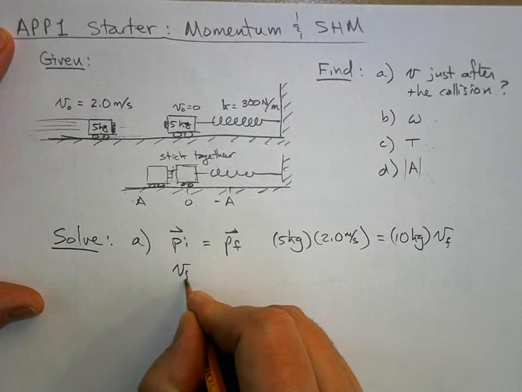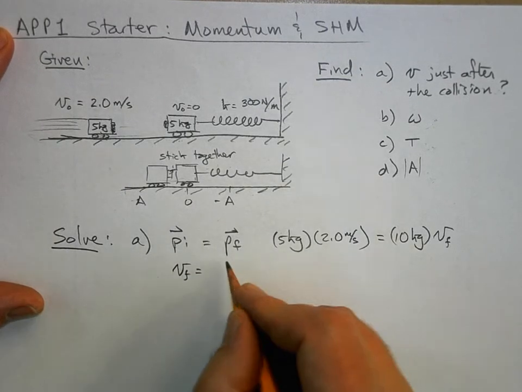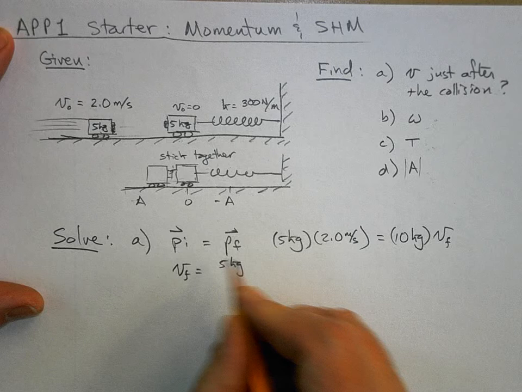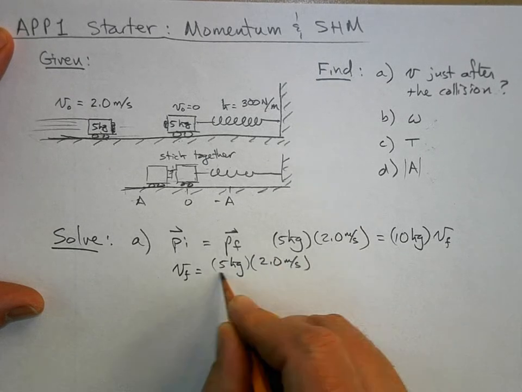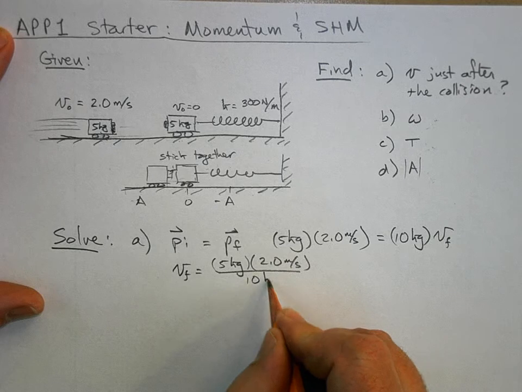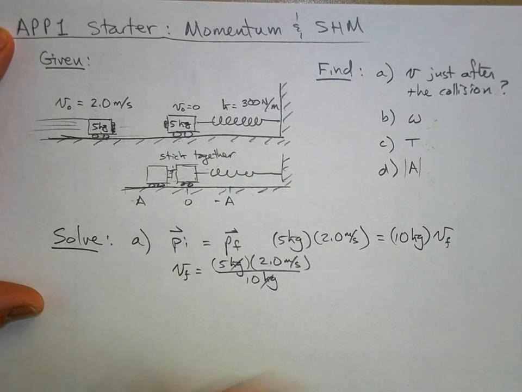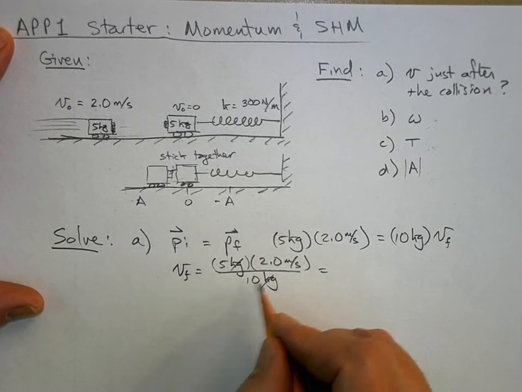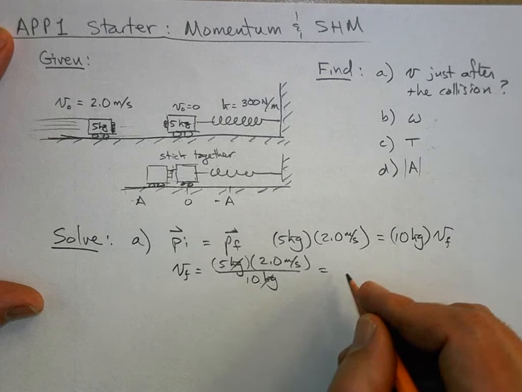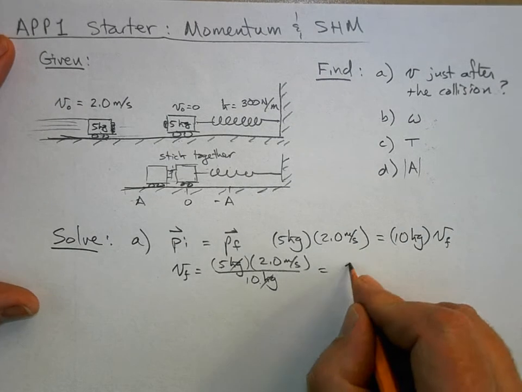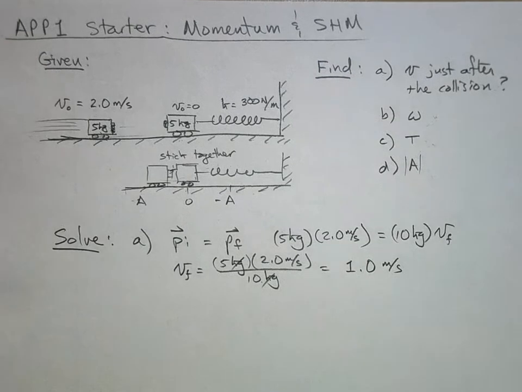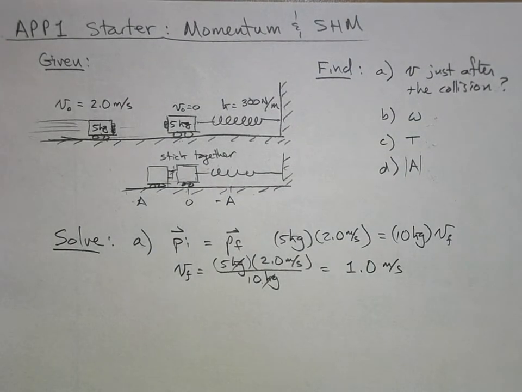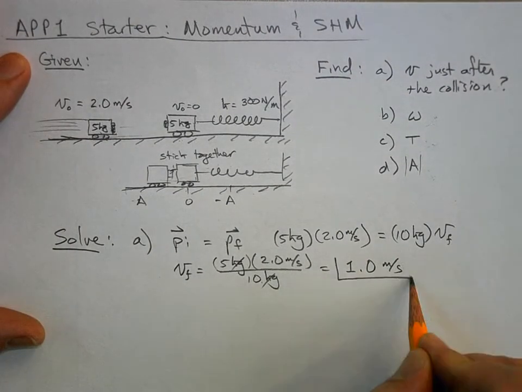So when I solve for it, it's just 5 kilograms times 2.0 meters per second divided by 10 kilograms. The numbers cancel here. 5 divided by 10 is 1/2. 1/2 times 2 is 1. So it'll be moving 1 meter per second just after the collision. That is my answer for part A.